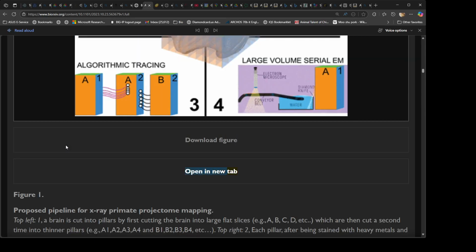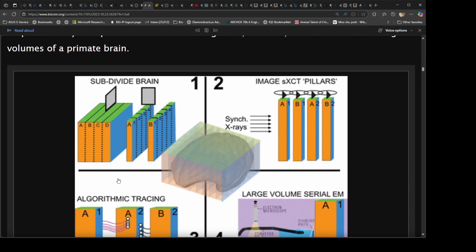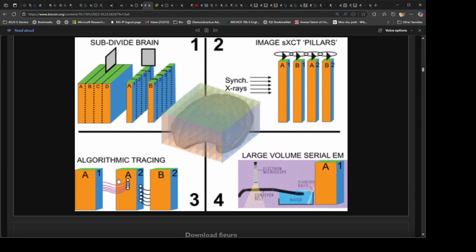Figure 1. Proposed pipeline for X-ray primate projectome mapping. Top left, 1. A brain is cut into pillars by first cutting the brain into large flat slices, e.g., A, B, C, D, etc., which are then cut a second time into thinner pillars, e.g., A1, A2, A3, A4, and B1, B2, B3, B4, etc.